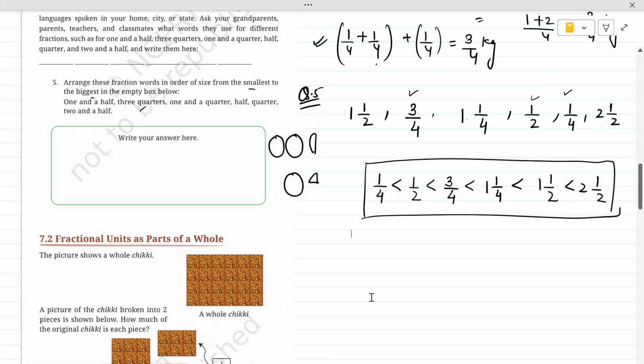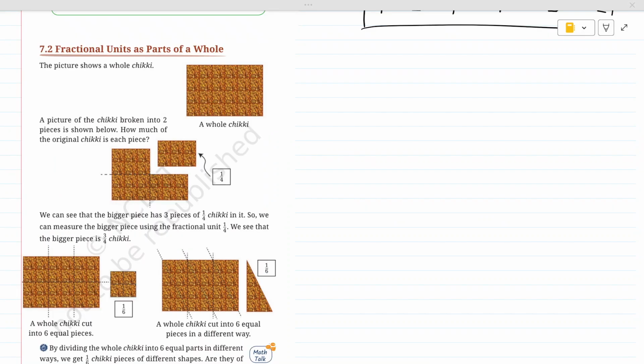Okay. So this is also done. Next, we have another example. The picture shows a whole chikki, which is a food item given to us. And if you see, kids, it has equal pieces: this is 1, 2, 3, 4, 5, 6. There are 6 columns, and then 1, 2, 3, 4, 4 rows. So it has 24 equal pieces.